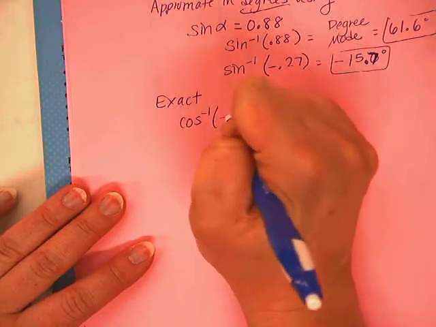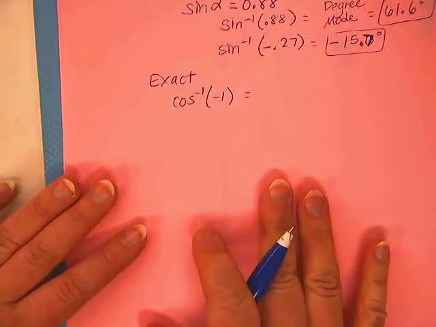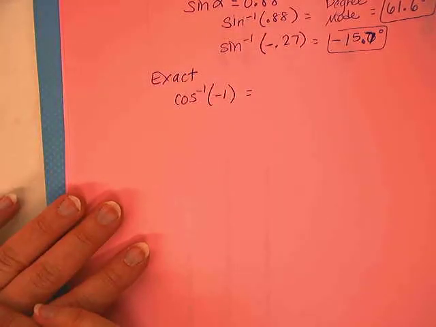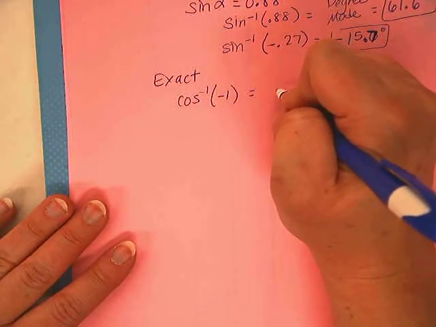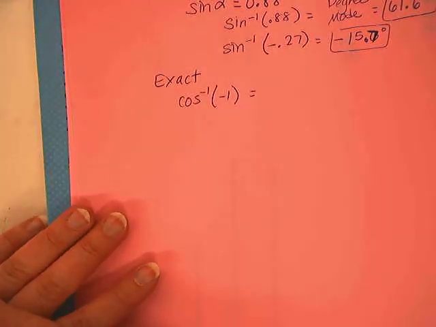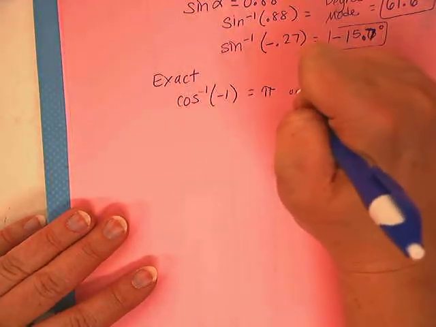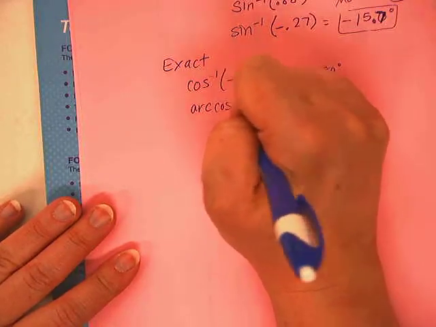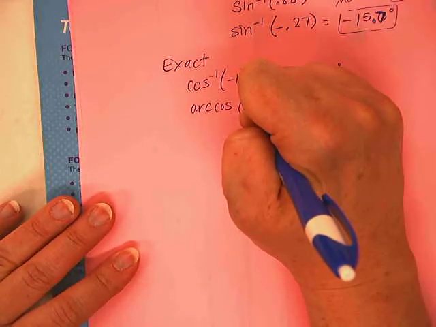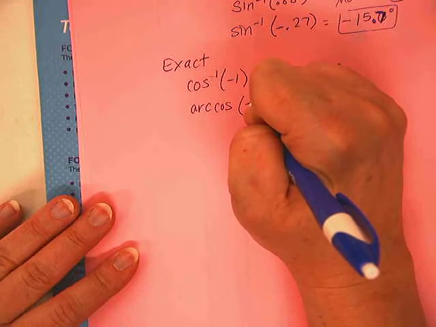Okay, let's just do a few exact ones that are cosines. I'm going to skip some of these because I think you get the idea. Inverse cosine of negative 1. Remember how if it's cosine, your negative answers will actually be positive angles in the second quadrant. Pi. Yep.